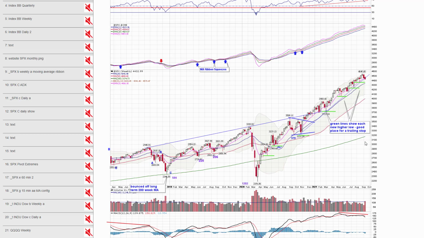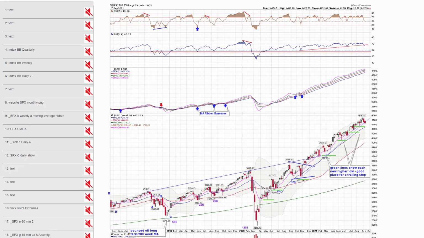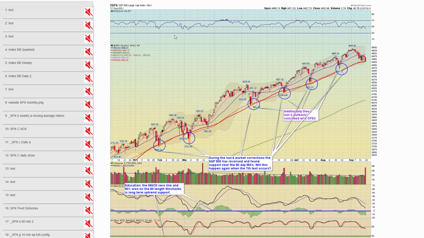We'll see where this correction leads us. Next, let's move to the daily chart.